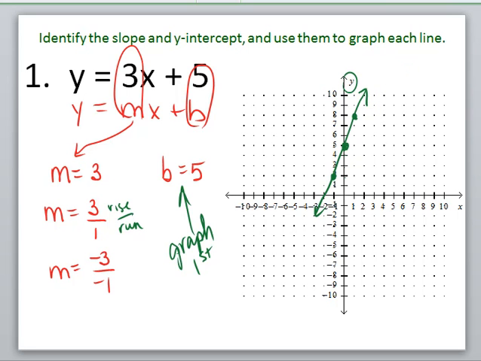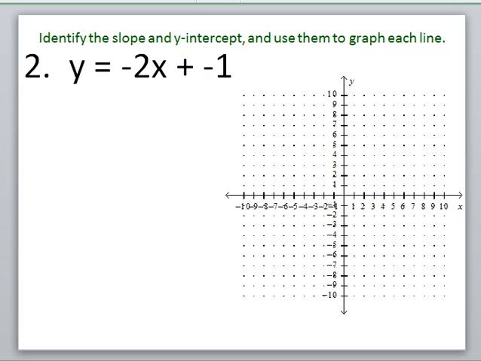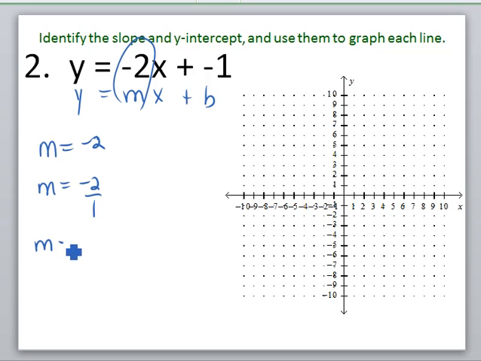Let's try another one of those. So we're going to identify the slope and the y-intercept, and then we're going to graph it. So this is in y equals mx plus b form. The slope is negative 2. So I can describe my slope as negative 2 over 1, or I can describe it as 2 over negative 1. The b value is negative 1.